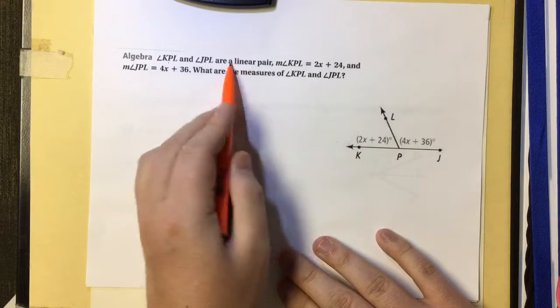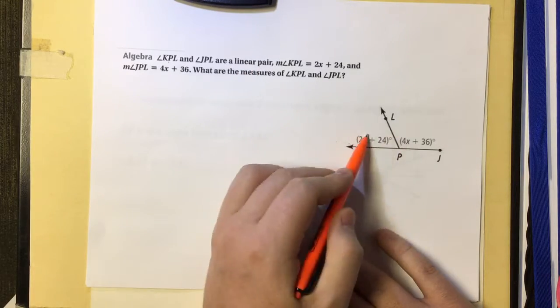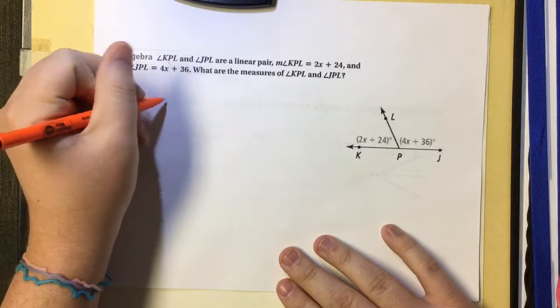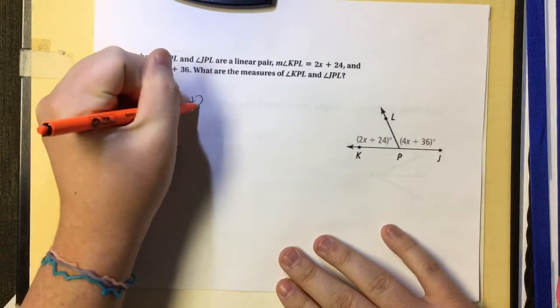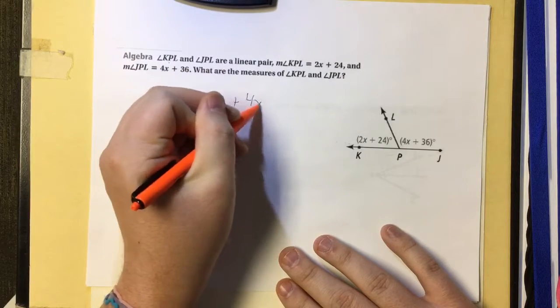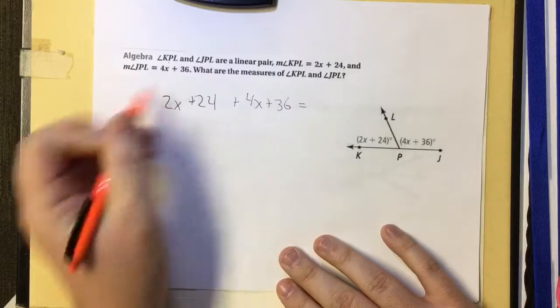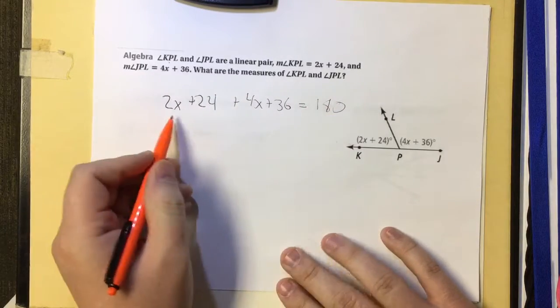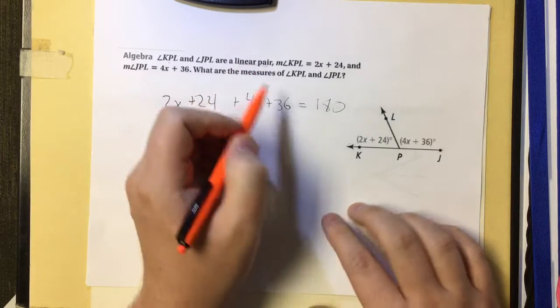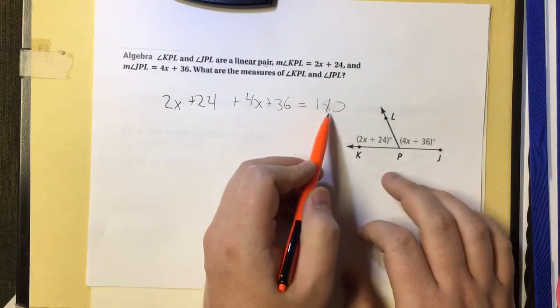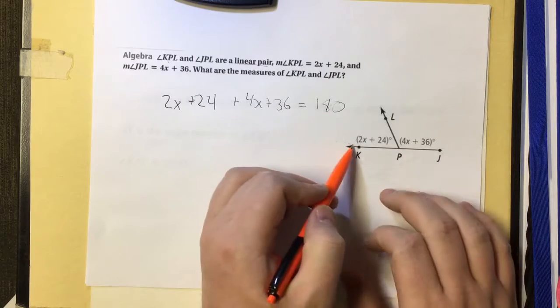Since we know that this is a linear pair, we know that together they add up. We can say the two angles together add up. So that's one angle plus the other angle. They have to add up to 180. When we know it's a linear pair, you take the two pieces, add them up to 180, because a linear pair has to be 180, a straight line.